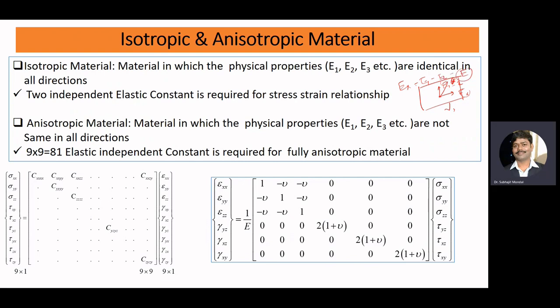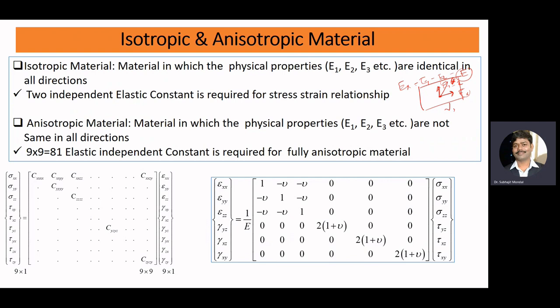If we get a material in which Ex, Ey, Ez are the same, then we can say that is your isotropic material. When you say the material is isotropic, we emphasize that if we consider a point, and in that particular point we measure the material property in all three directions, we will get the same material property.